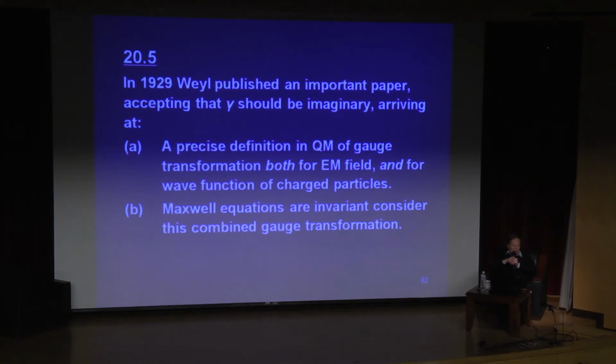A precise definition in quantum mechanics of gauge transformation, both for the electromagnetic field and for the wave function of the charged particles. It's a coupled transformation. On the one hand, it gives an electromagnetic gauge transformation, and on the other hand, it changes the phase of charged particles in quantum mechanics. Second, Weyl found that Maxwell equations are invariant under this combined gauge transformation. So this is the first clear formulation of what is known as a gauge transformation.